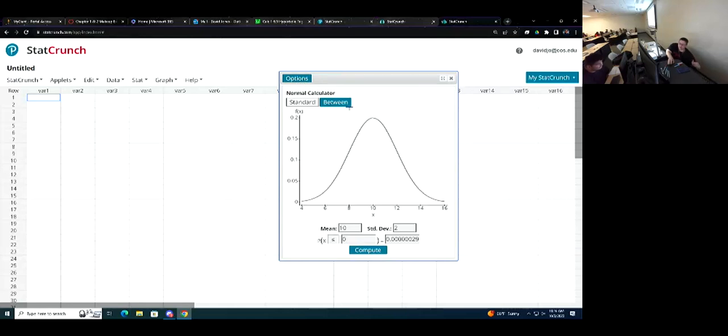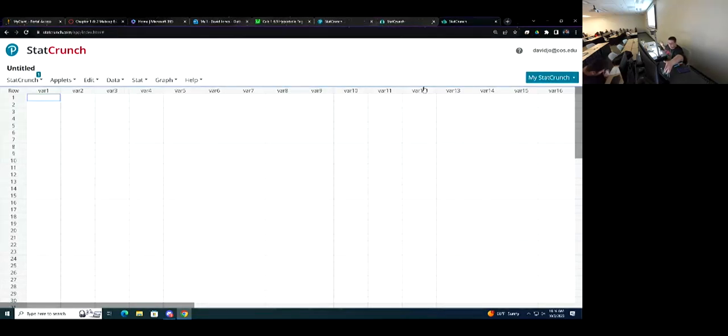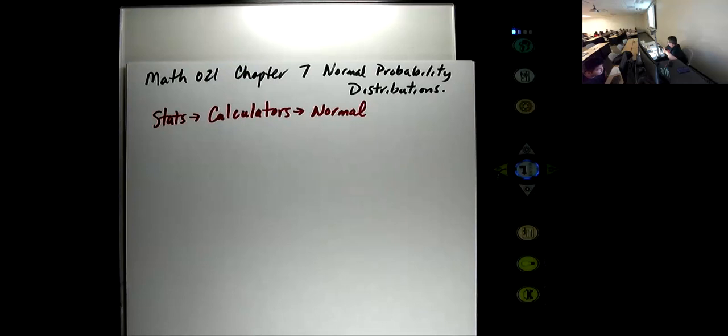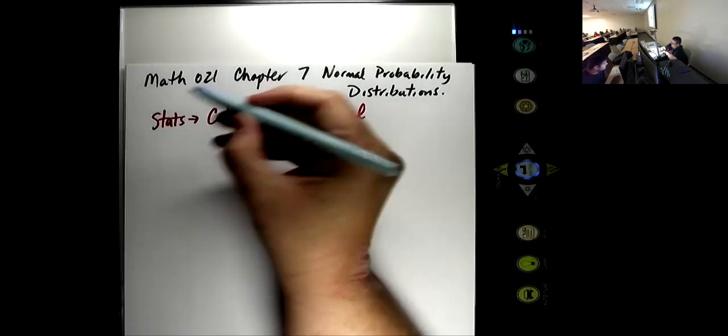It used to have a button where it showed the empirical rule, the 68, 95, 99.7 breakdown. I don't see it. It's not here anymore. That's rude. They're like, nope, you have to do it by hand. So what's special about the normal bell curve?